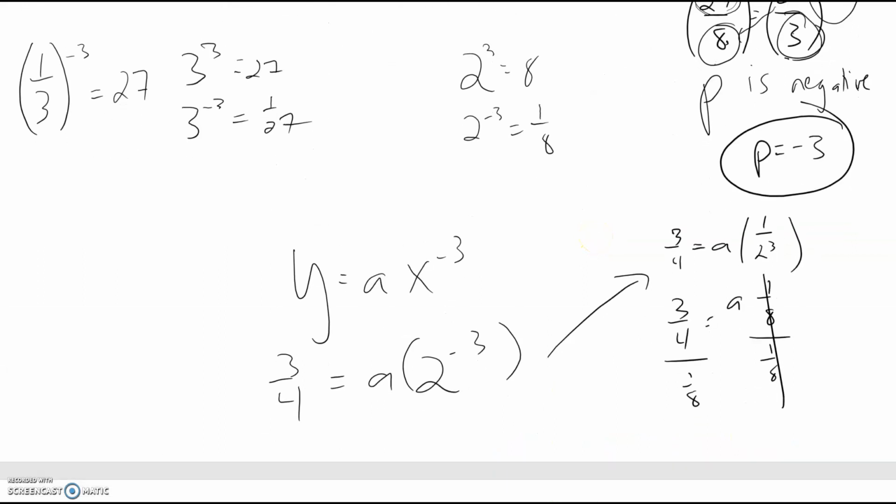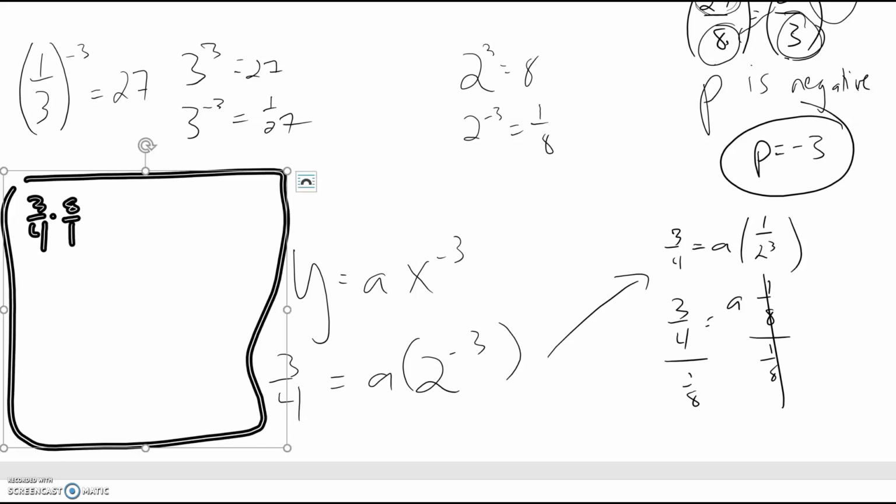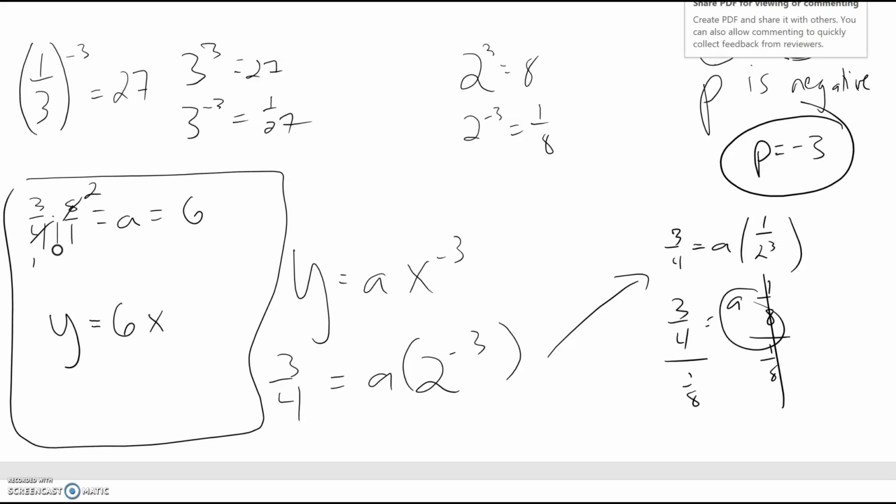Sorry for the delay. Right here, I'll finish the problem. So I had 3/4 over 1/8. 3/4 divided by 1/8 is 3/4 times 8/1, and that should be equal to my a. So let's see, 4 into 4 once, 2, so a should be 6. All right, so y equals 6 times x to the -3.